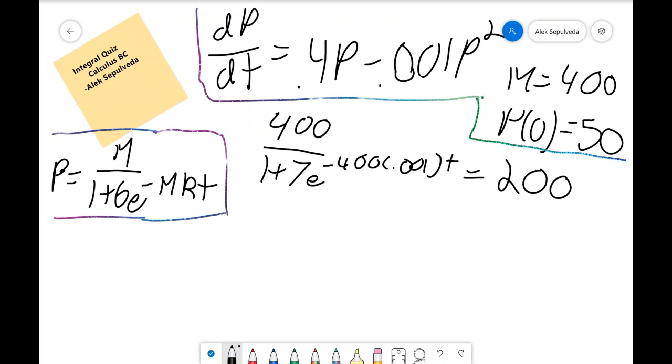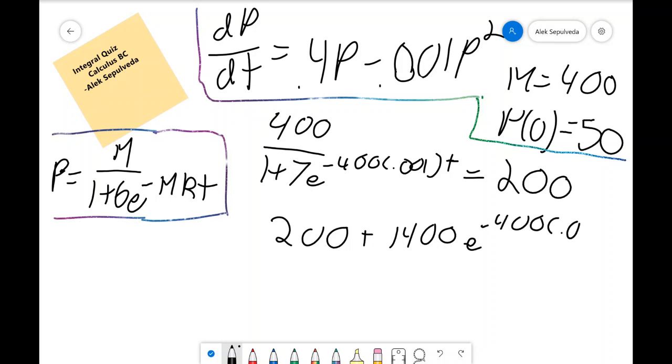The first thing that we need to do is distribute. You're getting 200 plus 200 times 7, which is 1400, e to the power of negative 400 times 0.001, which I'm actually going to simplify to negative 0.4t. That's equal to 400.